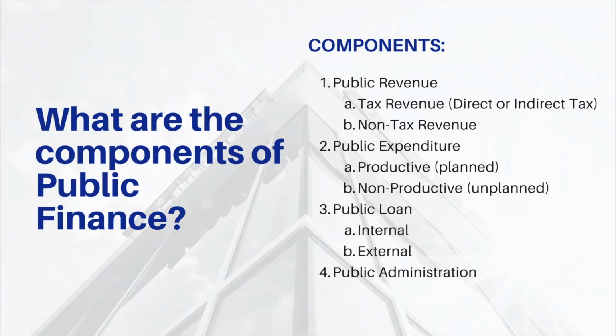After the short introduction about public finance, we will now try to tackle the components of public finance. We will discuss the four components of public finance. We have public revenue, which can be tax or non-tax revenue. We have public expenditure, which can be productive or non-productive, or planned or unplanned. We also have to talk about public loans, which can be either internal or external. And finally, we will talk about public administration, how government applies the fiscal policy. Let's tackle each component one by one.